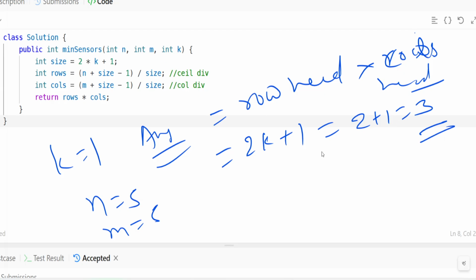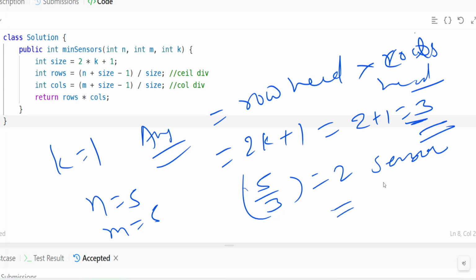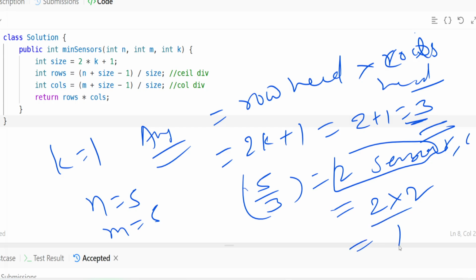Remember that I have shown you, right? The grid has 5 rows, and to cover 5 rows, we need blocks of 3 to get the sensors. How many sensors are required? So you will say 5 by 3, ceiling, equals 2. Two sensors vertically, and two sensors horizontally. Means total 2 into 2, 2 for row and 2 for column. 2 into 2 is total 4, and you will get the total 4, okay?